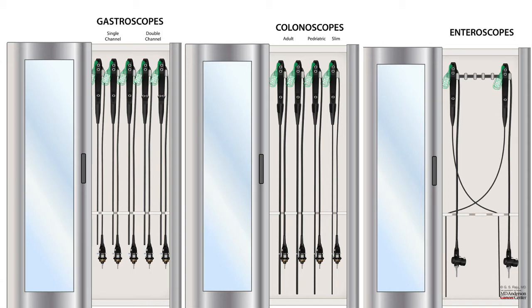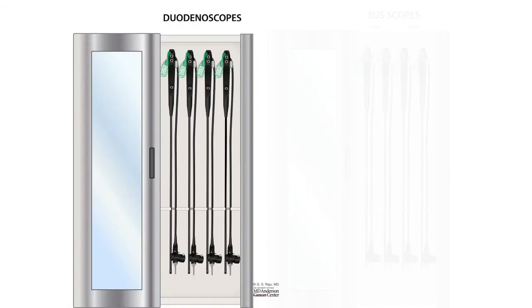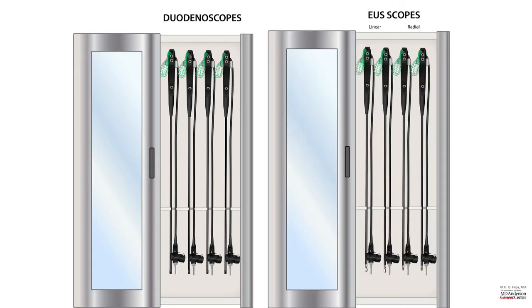And next, let us move to specialty scopes. Specialty scopes used for pancreaticobiliary work and staging and treating cancer. So, here is the cabinet storing the duodenoscopes. Duodenoscopes are also called ERCP scopes or side viewing scopes. And then ultrasound scopes or otherwise called as EUS scope. It could be either linear or radial EUS scope.